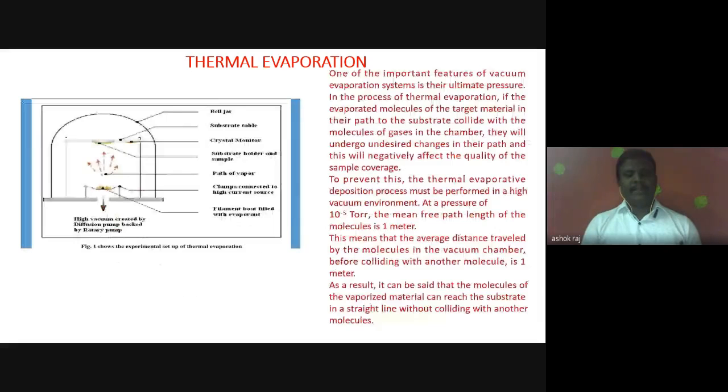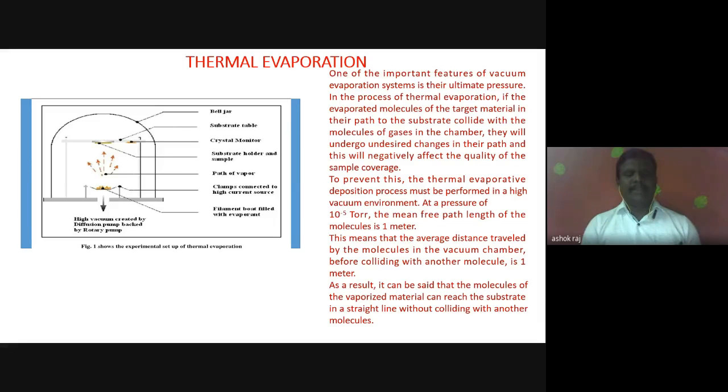In the thermal evaporation method, we have to concentrate on two types of collisions inside the chamber. The first collision is the interaction between the evaporant and the gas molecules filled within the bell jar. Another one is the interaction between the evaporant and the condensed moisture content like oxygen molecules. So the first interactions lead to imperfection and impurity of the film surface. To prevent this, the thermal evaporative deposition process must be performed in a high vacuum environment.